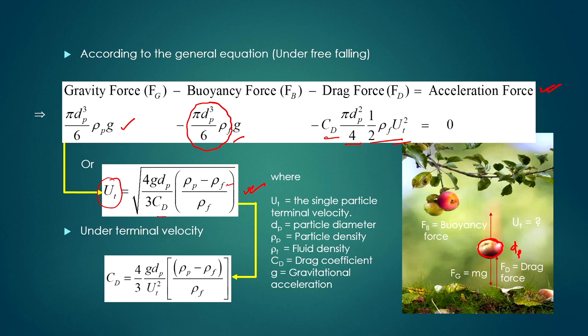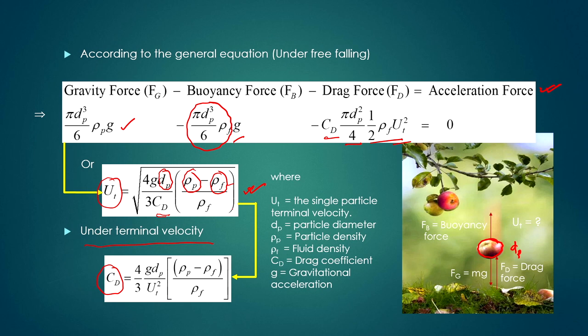Now, what does it depend on? It depends on the drag coefficient, the particle diameter, and the fluid and particle properties. Under this terminal velocity, we can also calculate the CD value from this equation, simply by rearranging it and solving for CD.